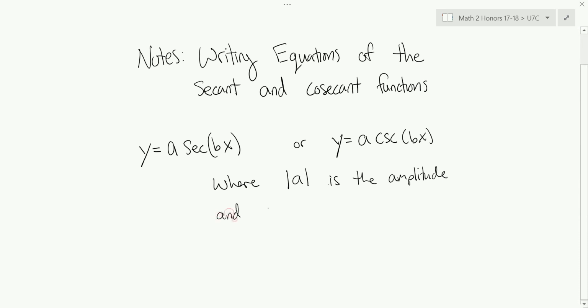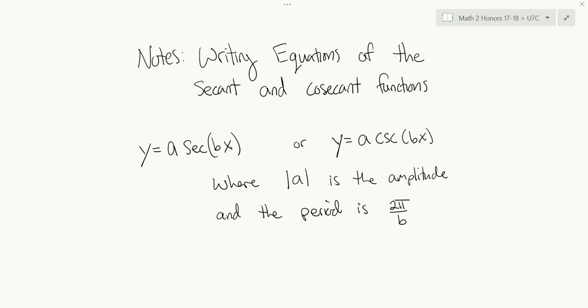And the period of the function is 2 pi divided by b. Okay, so that's the relationship between the period and b that you see in that function.